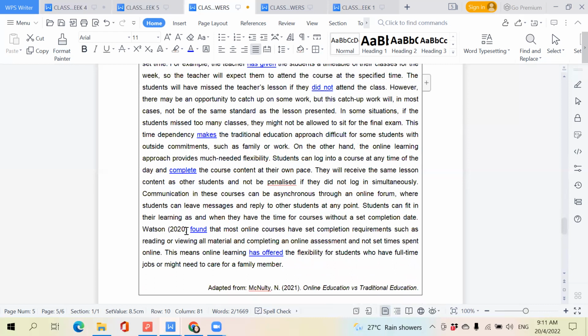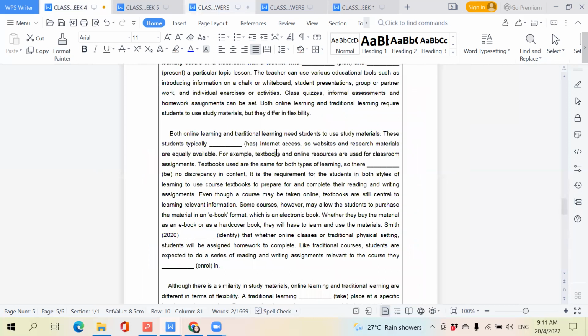And then Watson 2020 found that. So why do we use past tense here? Because this research has been conducted already. Remember? If it's talking about what happened in an experiment or research or the findings or results of a research, you can use past tense because it's already been done. And this means online learning has offered the flexibility for students who have full-time jobs, etc., etc. Okay. All right. Next.